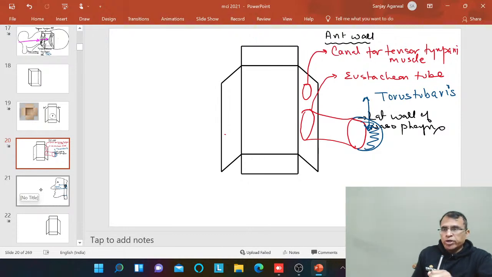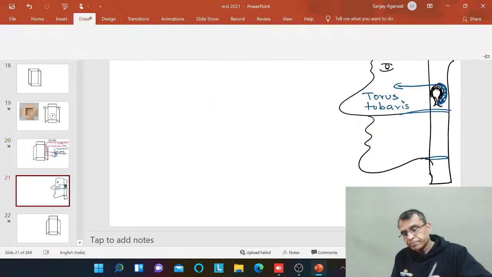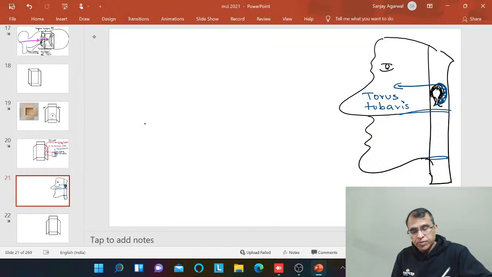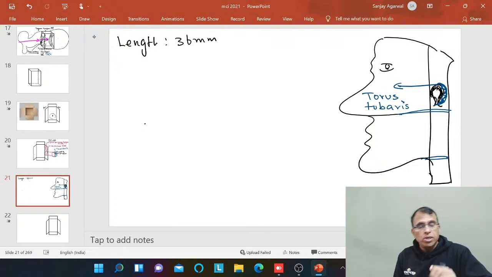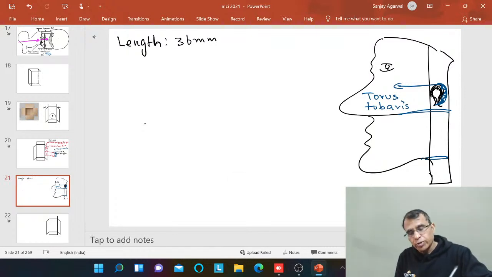So, what are the other important points you have to know about the Eustachian tube? The length of the tube. Length is 36 millimeters. Do you remember the length of the external auditory canal? If you remember, it was 24 millimeters. And this is 36. How I used to remember, because there is confusion with so many values to remember, I used to think 12 into 2, 12 into 3. Canal is 12 into 2, this is 12 into 3. That's how I used to remember.